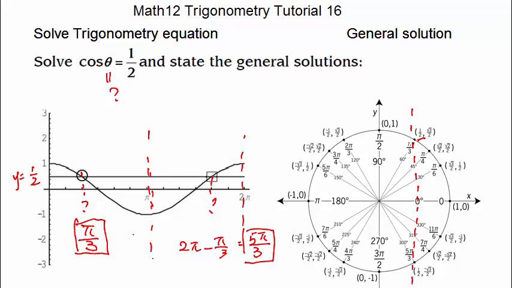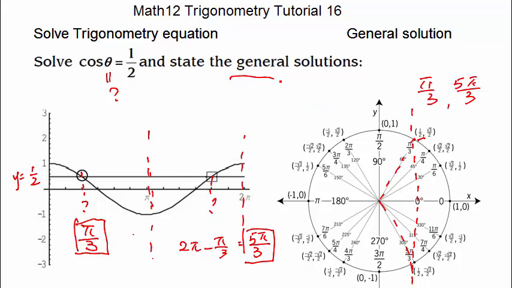Okay, now we got this angle, which is pi over 3. The other angle is 5 pi over 3. So this is way easier to find out, right? So this is pi over 3 here. This is 5 pi over 3. And done. We finished.